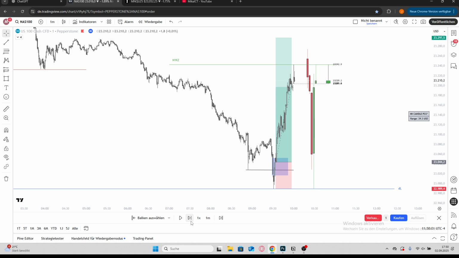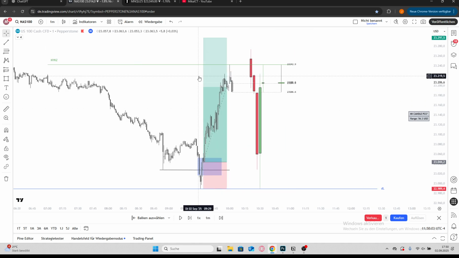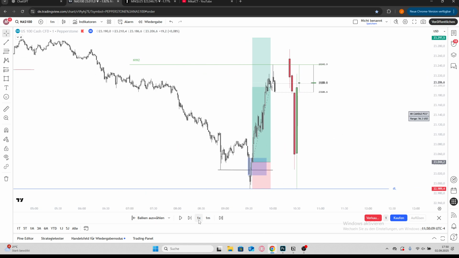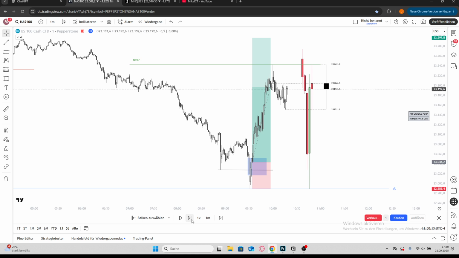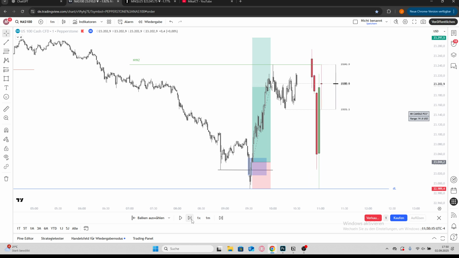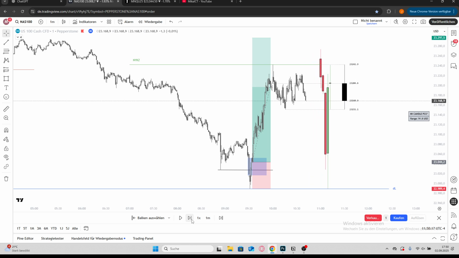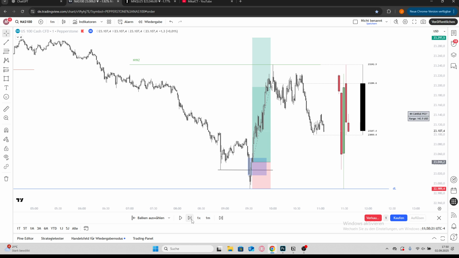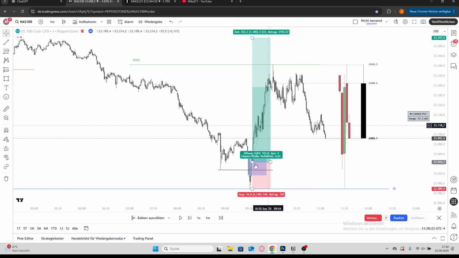And we also had a really nice close, but here was my mistake, I think, because 10 a.m. swept the previous hourly high. So this should have been a signal for me to get out. And yeah, now price is just coming back down. So yeah, this was my mistake.